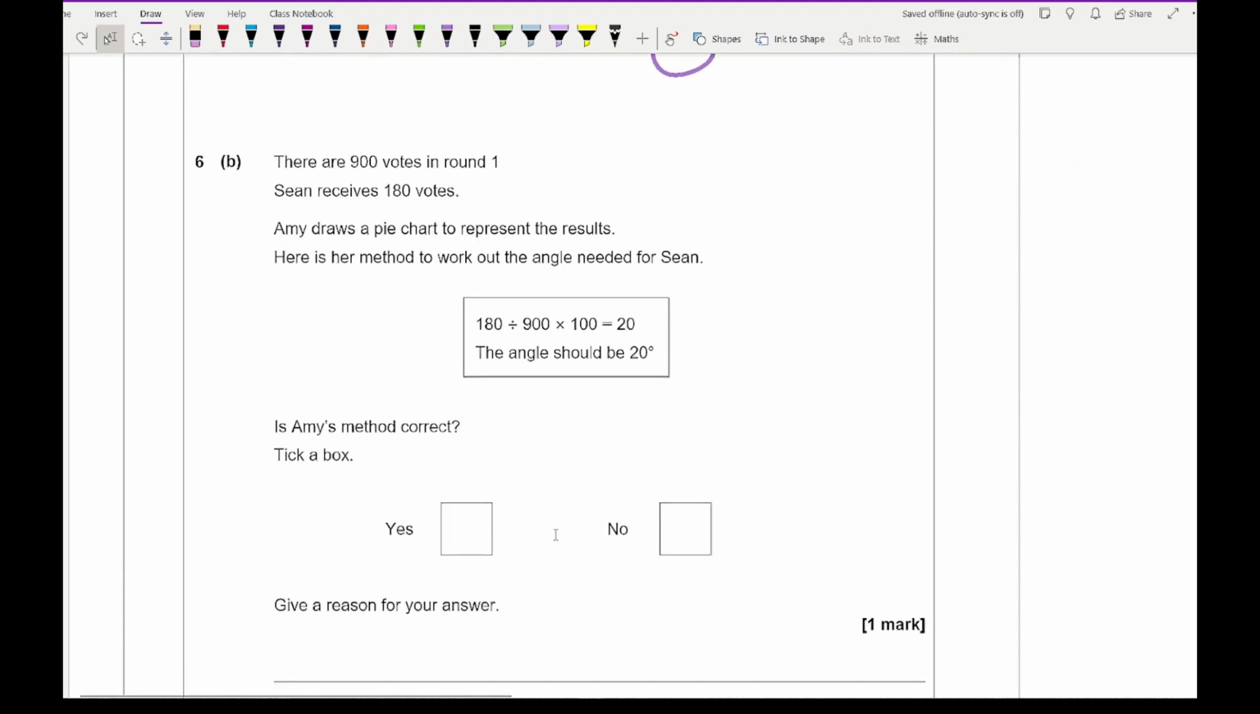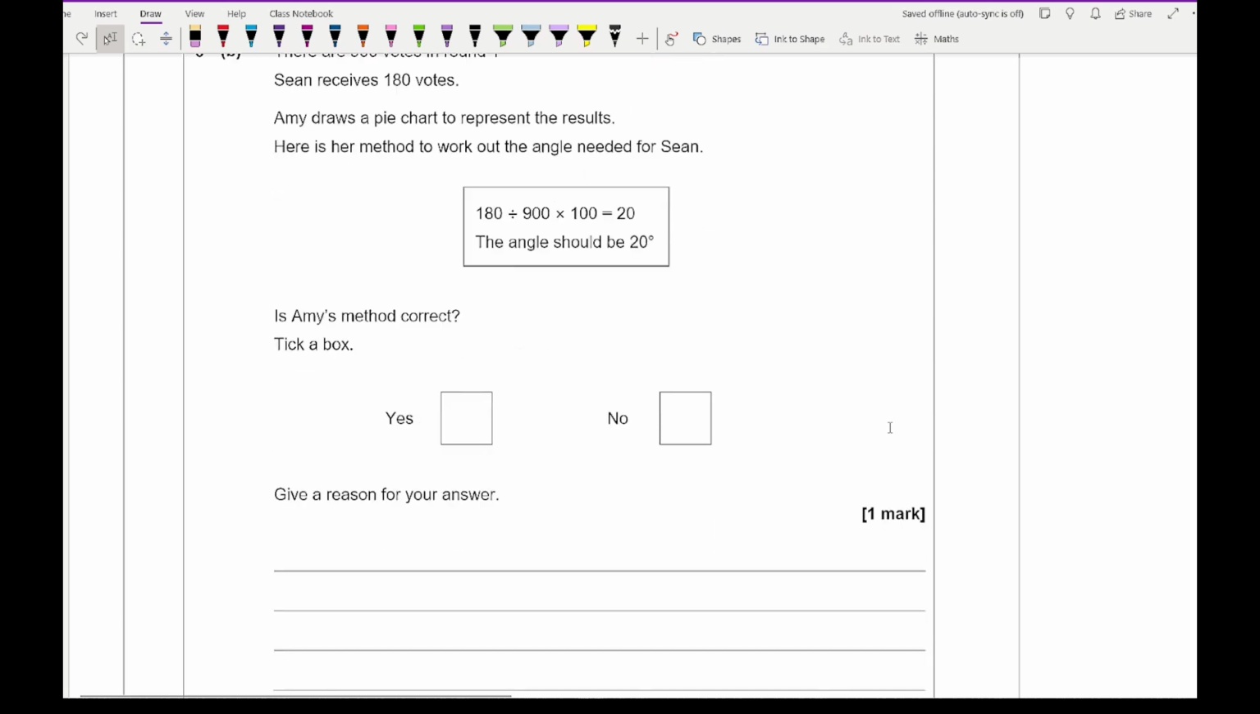Moving on to 6b, it says there are 900 votes in round 1. Sean receives 180 votes. Amy draws a pie chart to represent the results. Here is her method to work out the angle needed for Sean. Is Amy's method correct? Tick a box, give your answer.